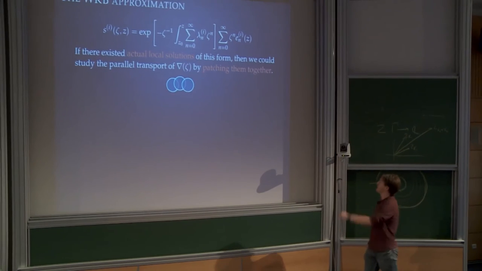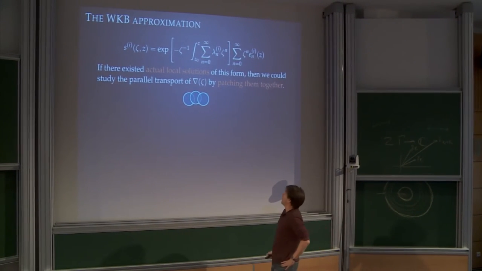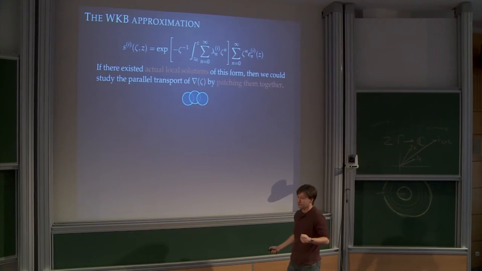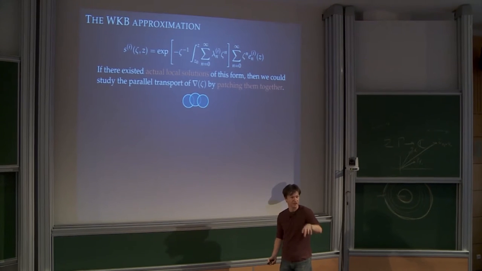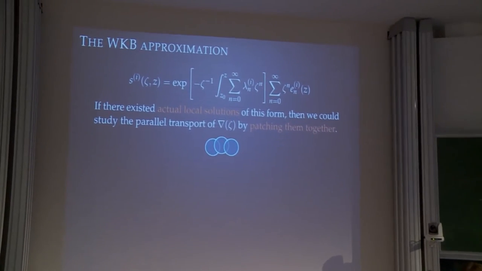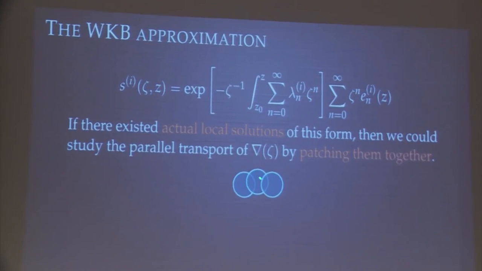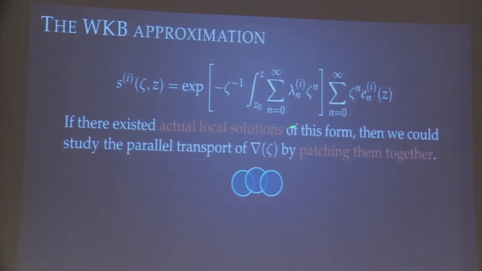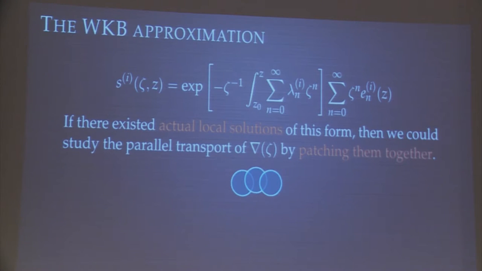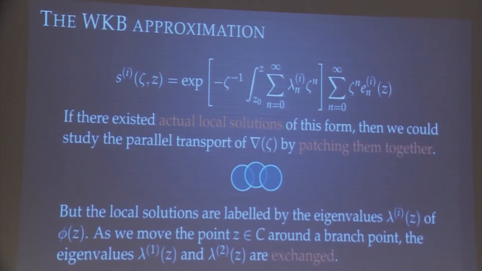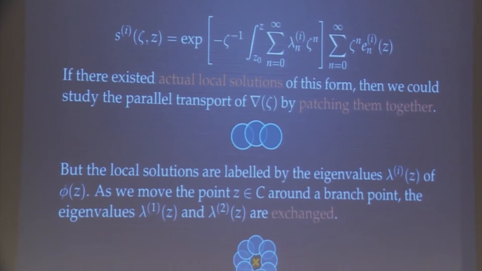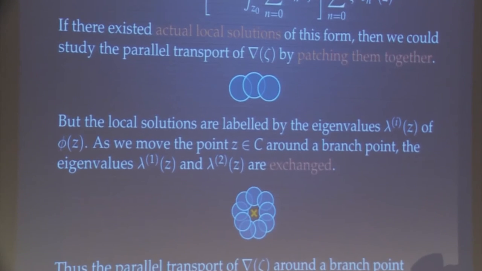Suppose that there existed actual solutions of this form. So we have them locally on every domain where you can diagonalize the Higgs field. Then you could study the parallel transport, indeed, just by patching these solutions together. And the little overlaps here would just be given by some integrals of this kind. That would be nice. Now, the local solutions, as we just said, are labeled by the eigenvalues of this Higgs field.